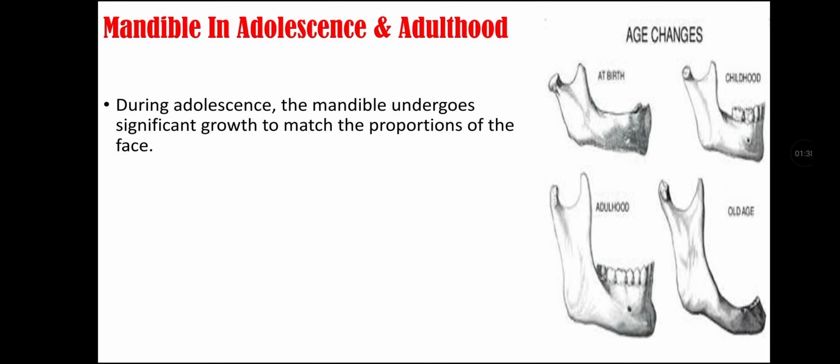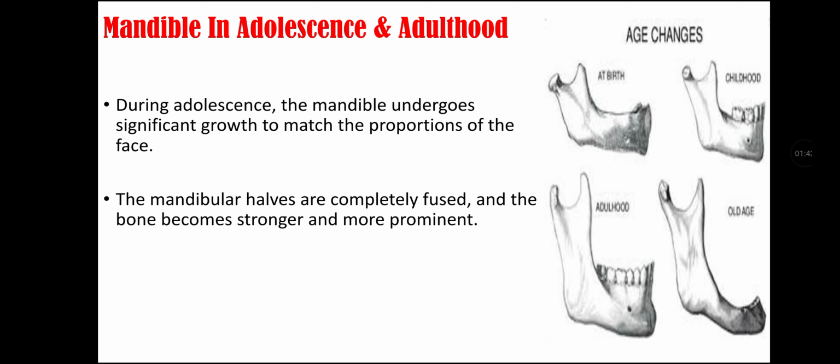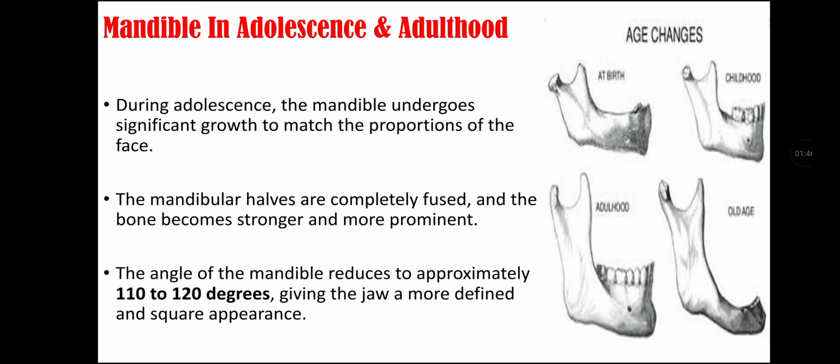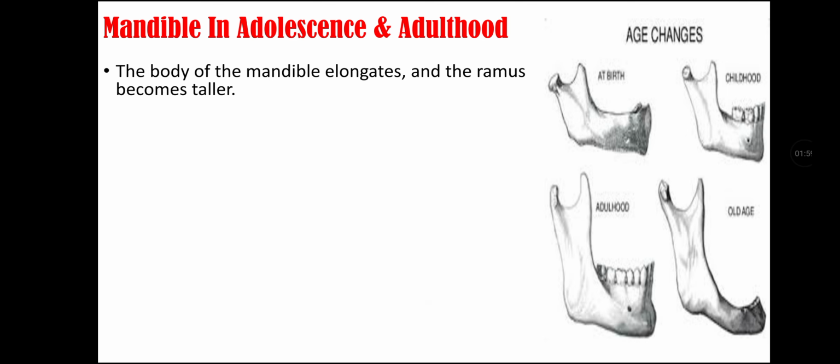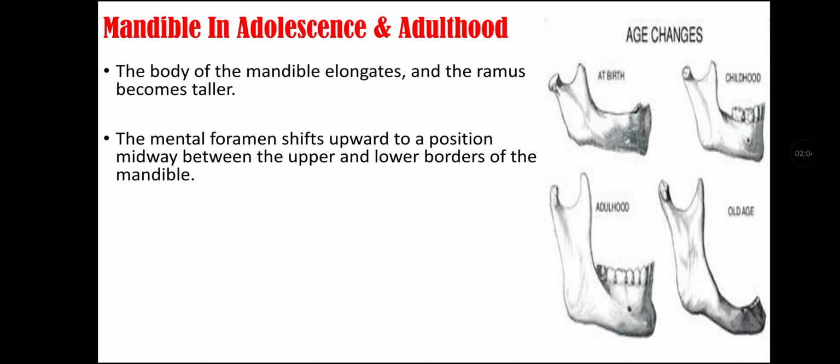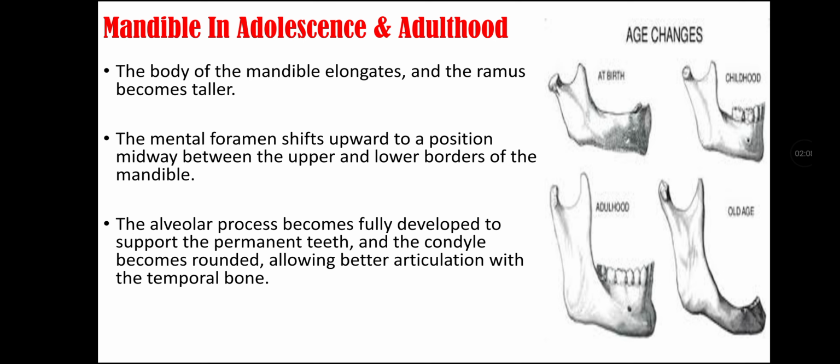During adolescence, mandible undergoes significant growth to match the proportion of face. Mandibular halves are completely fused and the bone becomes stronger and more prominent. The angle of mandible reduces to approximately 110 to 120 degrees from the 140 degrees in childhood, giving the jaw a more defined and square appearance. Body of mandible elongates and the ramus becomes taller. Mental foramen shifts upward to a position midway between the upper and lower borders of the mandible.